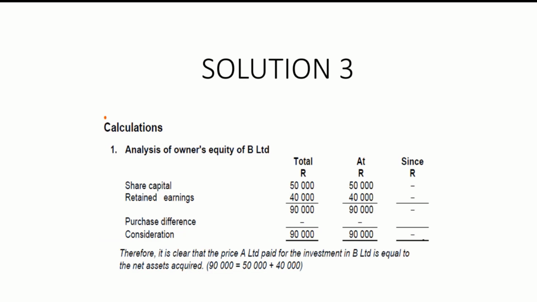There is something we do in consolidation to make our life easier. We do what is called an analysis of equity, and that's how the analysis looks. So every consolidation question that you get, you do this analysis. You have a total column, then you have at acquisition, then you have since. Or you have a total column, then the subsidiary, then the holding company. Something like this, just to make your life a bit easier.